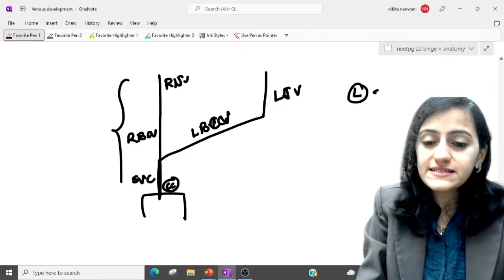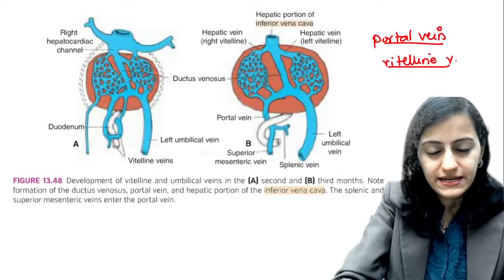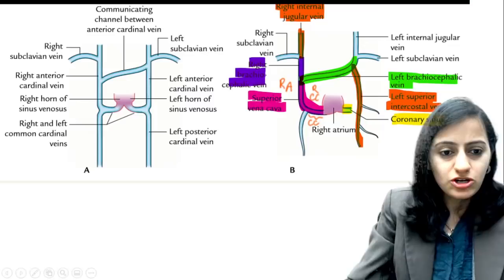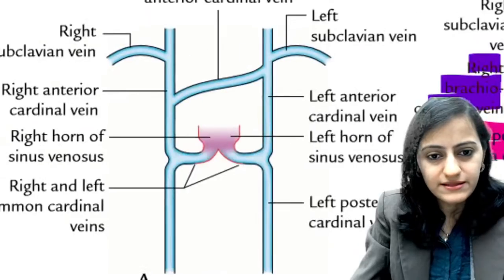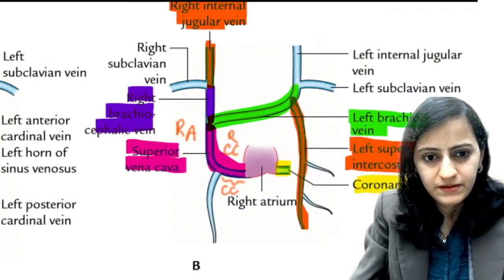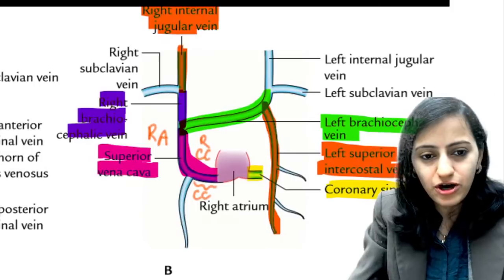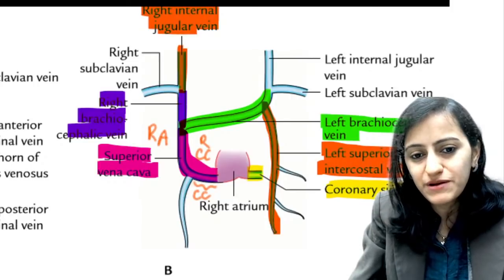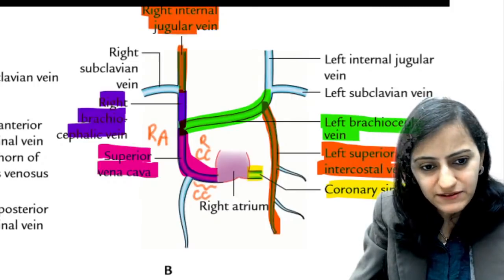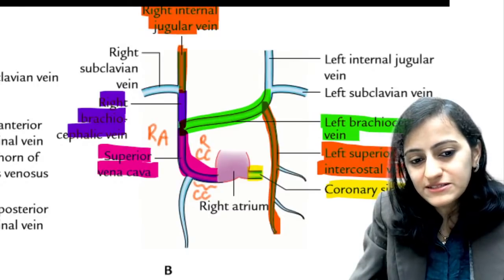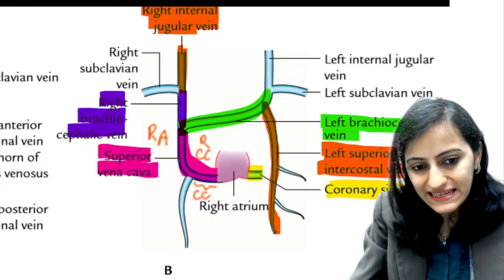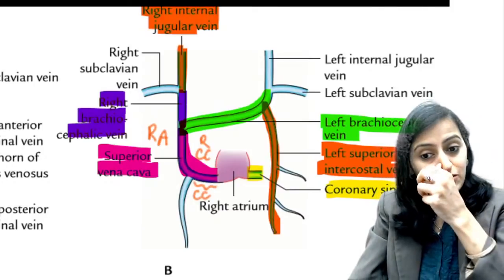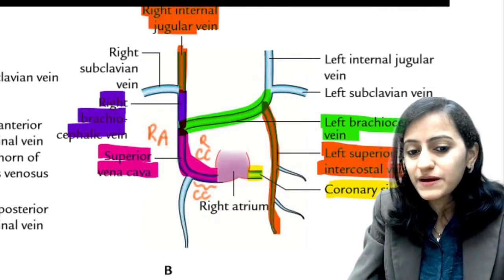Now, if there is a left-sided SVC, let us see the next diagram. Let me take you to the SVC first, then we will see. So look at this diagram, everyone. That is what we had drawn. You have the right IJV, the right brachiocephalic vein, the left brachiocephalic vein, then you have the superior vena cava. From where is the superior vena cava formed? It is the anterior cardinal and the common cardinal, right? Is this understood by everyone?